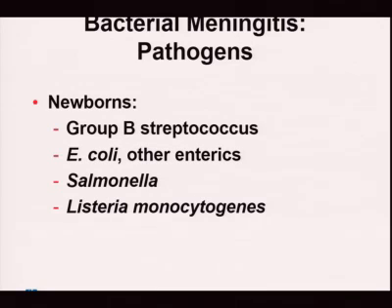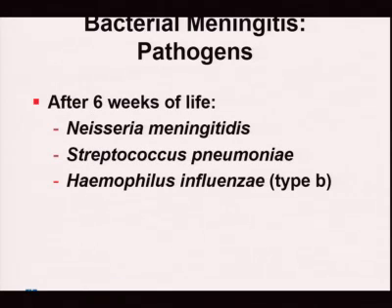So the pathogens with bacterial meningitis in newborns, again, group B strep, and E. coli, listeria, and then salmonella should be included in this list as well. After 6 weeks of life, again, the only bugs that you really need to worry about would be meningococcus and pneumococcus, and if somebody has not been immunized, then we also worry about H. flu type B.